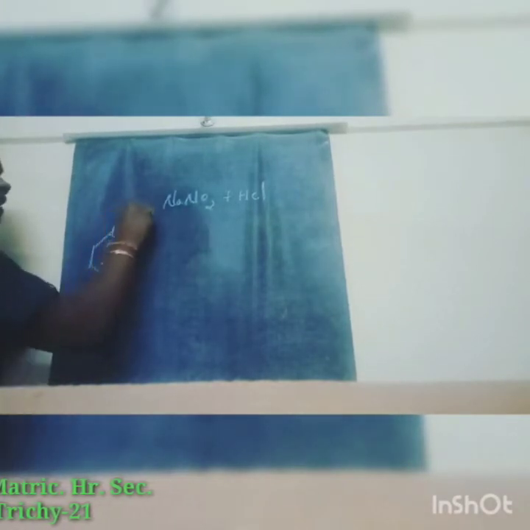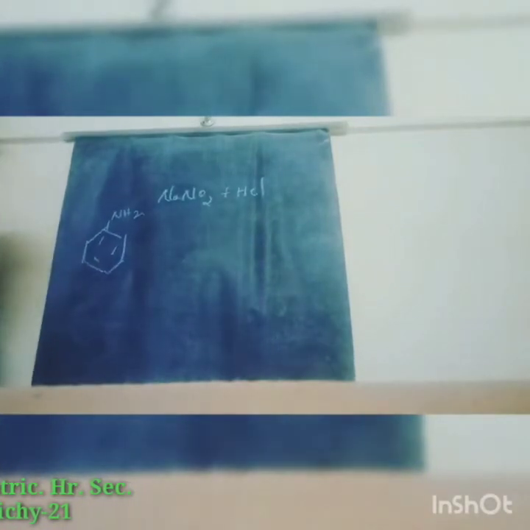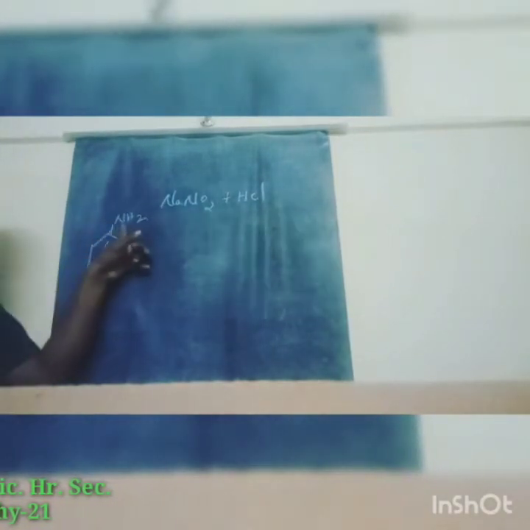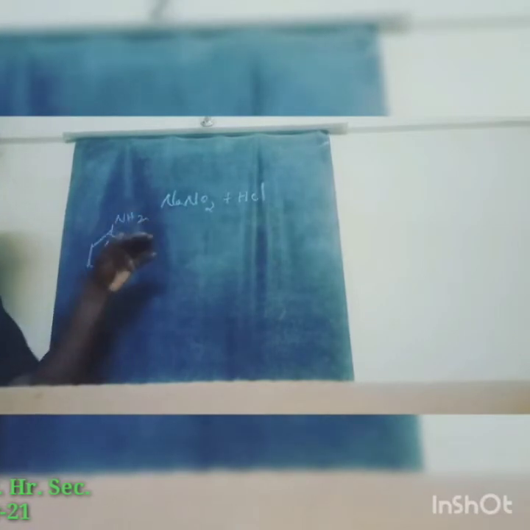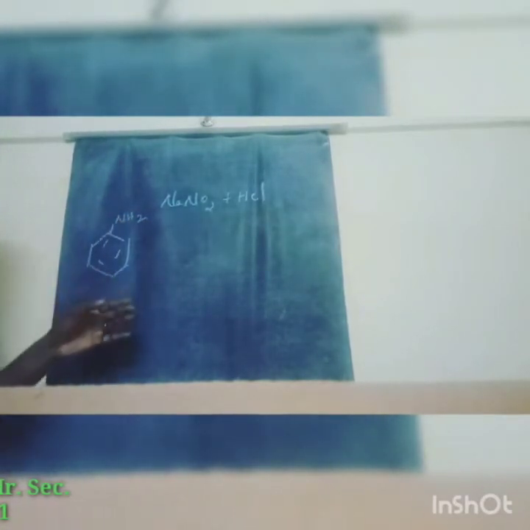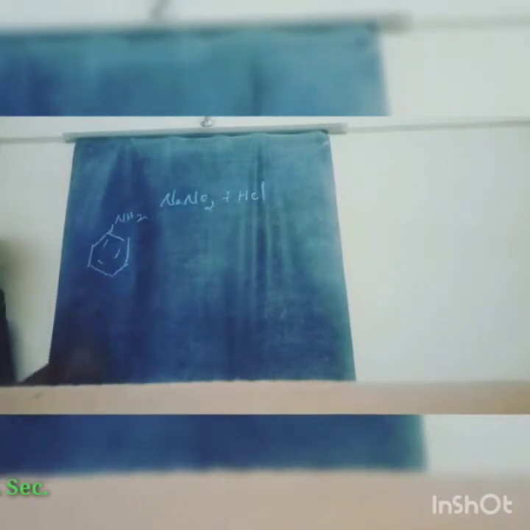NH2 present means that is aniline. OH present means that is phenol. So only nitrogen and hydrogen 2 times they are taken. So that is NH2, that is the structure of aniline. Okay. And next one, to give benzene diazonium chloride.